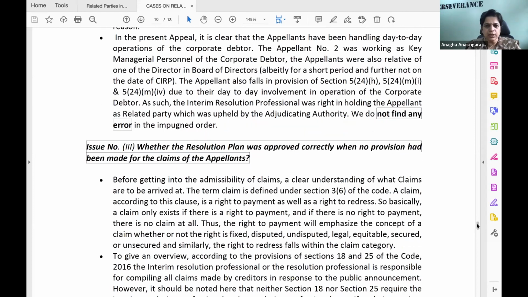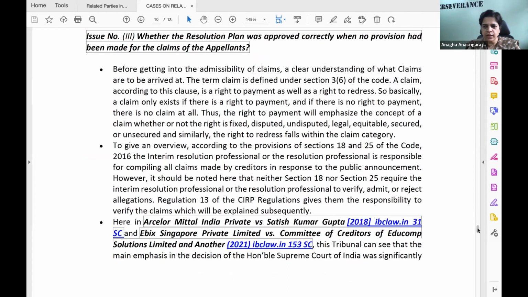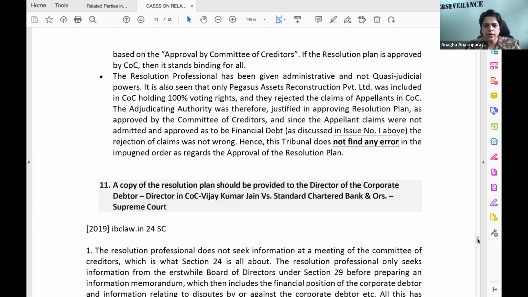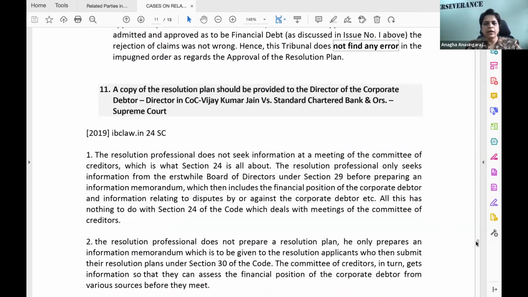Now, the next question was again the resolution plan, whether it was approved correctly, and whether they are related parties or not. Ultimately, they have said that the tribunal does not find any error in the order of approving the resolution plan. So those orders were also challenged. For our purposes, any case under 5(24)(m) is relevant.